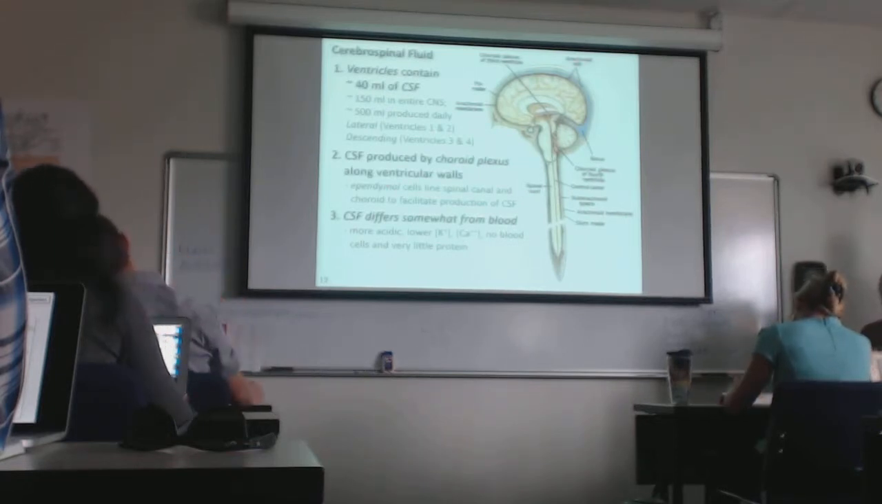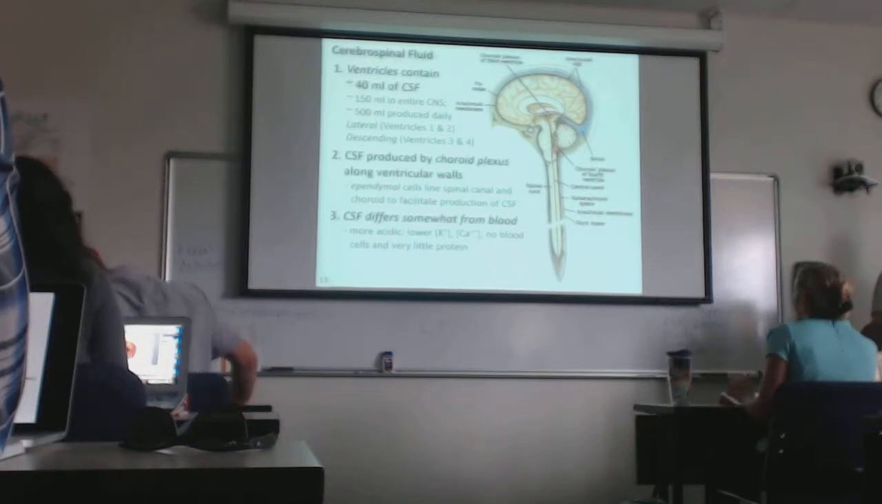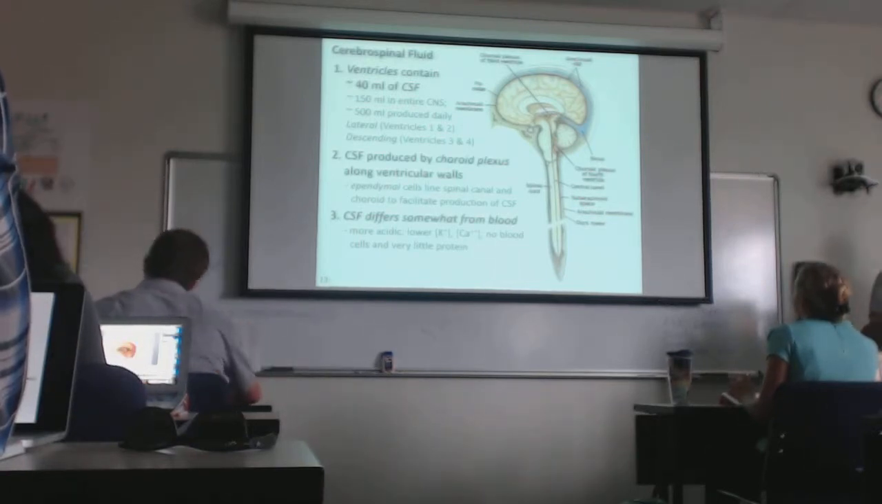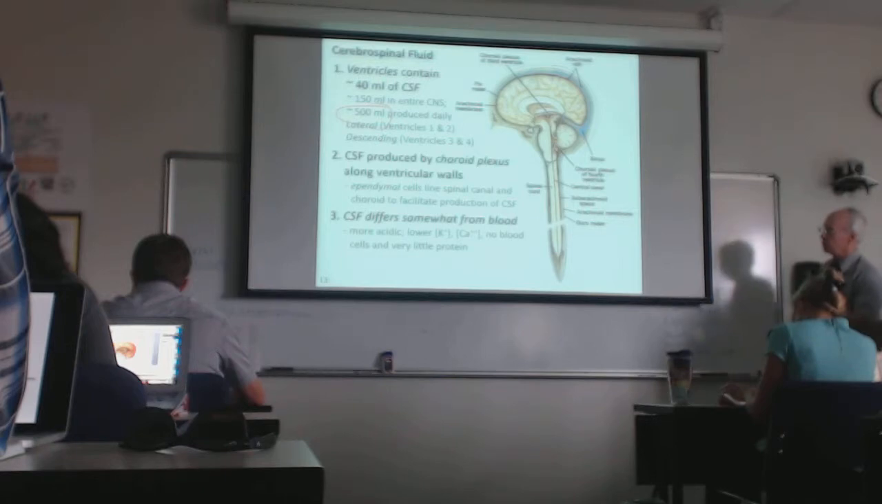Now I do want you to know a little bit of the volume present in the central reservoirs of CSF. For example, the ventricles by themselves contain about 40 mils, and there's about 150 mils of CSF in the entire CNS. But this is kind of remarkable. If you're paying attention to the numbers, about a half liter of CSF is produced daily.